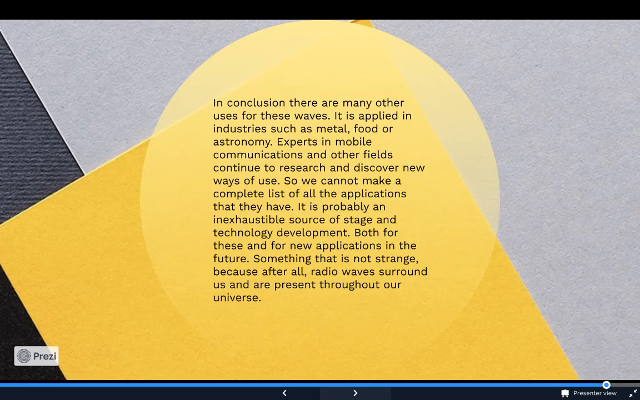Sometimes that is not strange, because after all, radio waves surround us and are present throughout our universe.